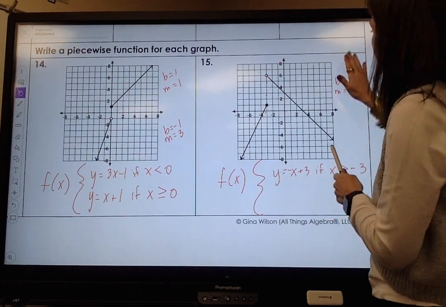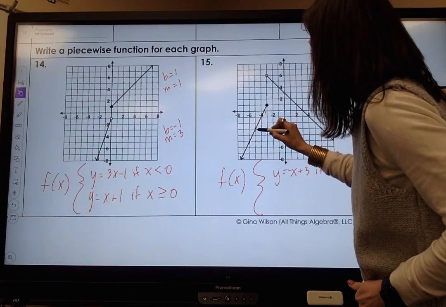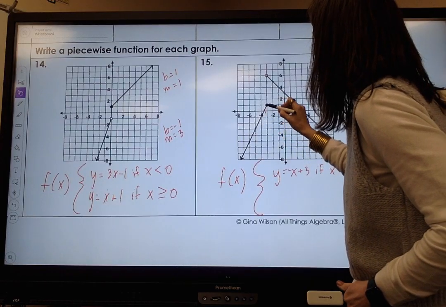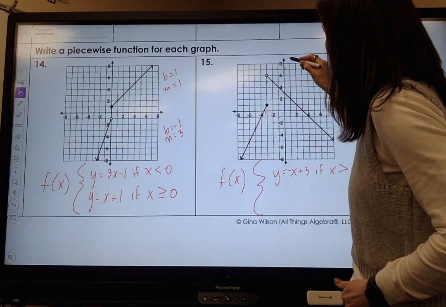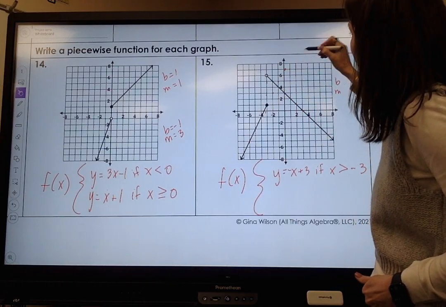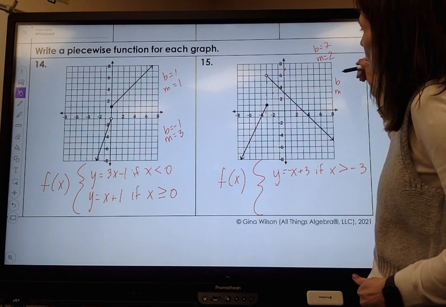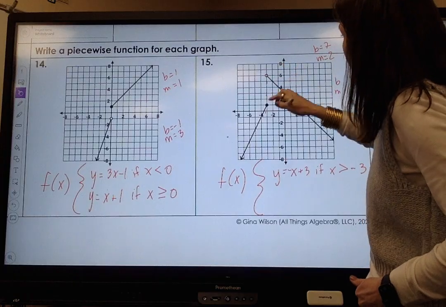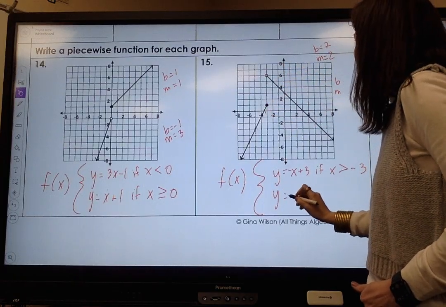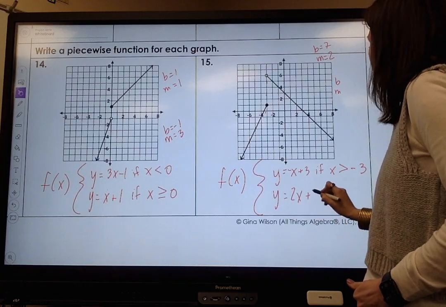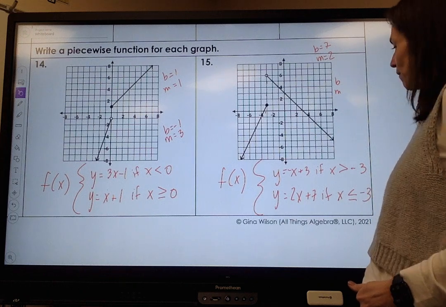This guy over here, I still want to find the slope, so I'm going to start with my slope, and it's up 2 over 1, up 2 over 1. If I continued it up 2 over 1, I would find that my beginning point is 7. So my beginning point is 7, my slope is 2. I don't really need that anymore. I just wanted to find my beginning point if I carried it out. So now, y equals 2x plus 7 if x is less than or equal to negative 3.